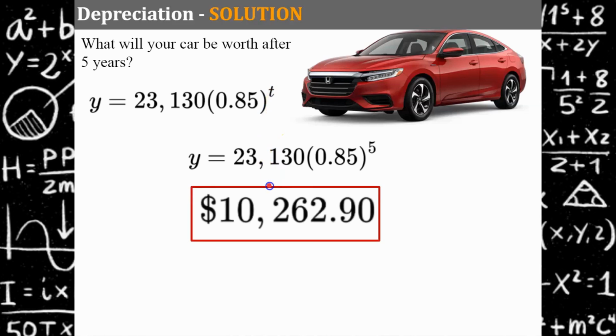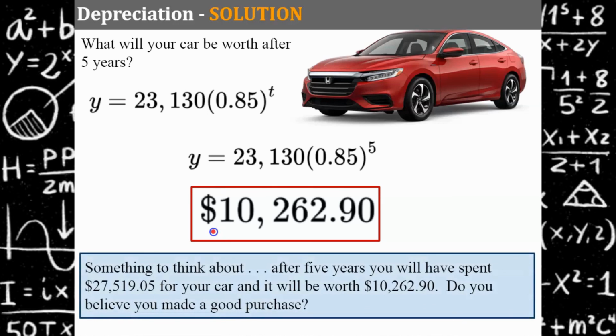Your car is now worth, after 5 years, $10,262.90. So after 5 years, it depreciates from $23,130 to $10,262.90. Here's something to think about. After 5 years, you will have spent $27,519.05 for your car, all to the bank. And you will own your car, but your car will be worth $10,262.90. Do you believe you made a good purchase?